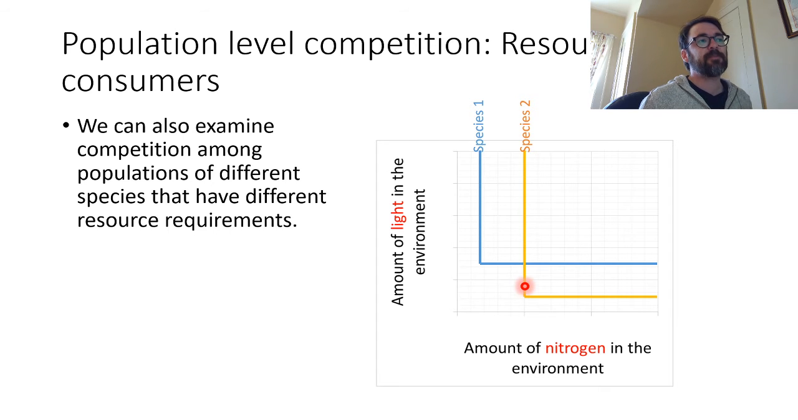Well, we have a second species that is maybe a little more shade tolerant, right? So it can handle darker environments, but it needs more nitrogen to make its photosynthetic apparatus work well in the shade. So it gets this square ZNGI out here. And so what do we know about these ZNGIs?